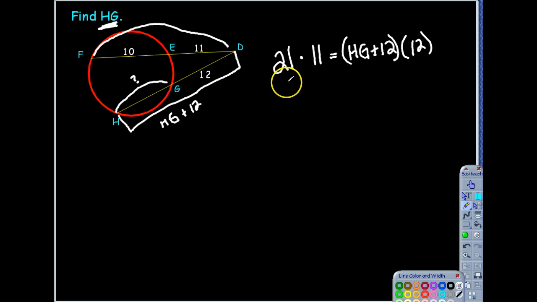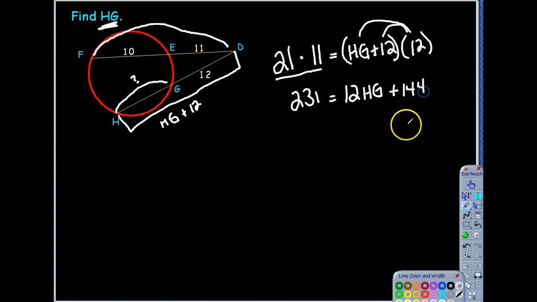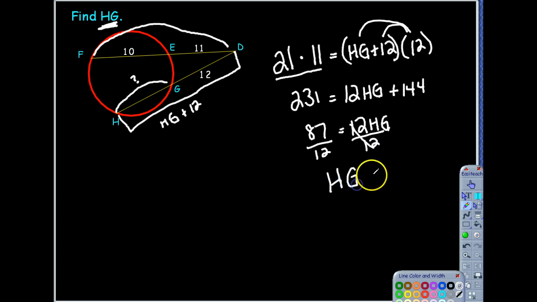All right, so we're going to do a little solving, and I can do 21 times 11, and I get 231. And then over on the other side, I'm just going to distribute that through, so I get 12HG plus 144. And we can solve this. Subtract 144 from 231, and I get 87. And then divide by 12. This gives me not a whole number, but it does give me an exact decimal, 7.25. Awesome. And that's what they asked us to find, which was HG.